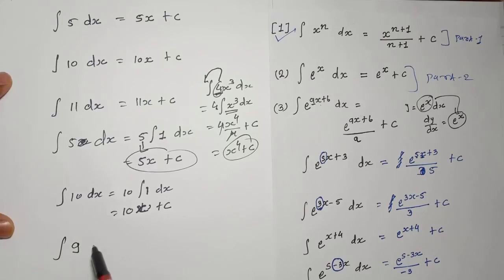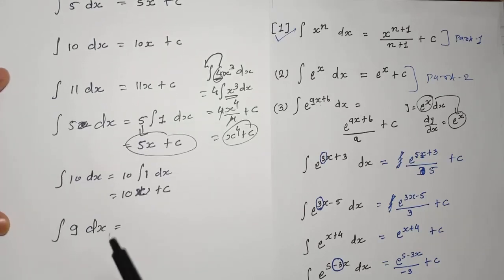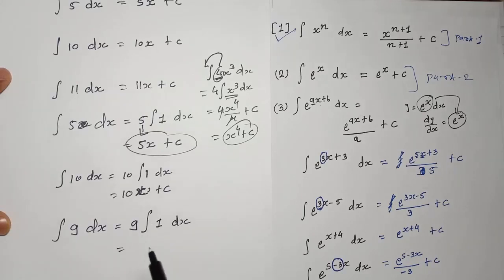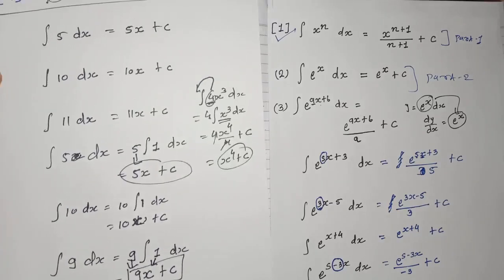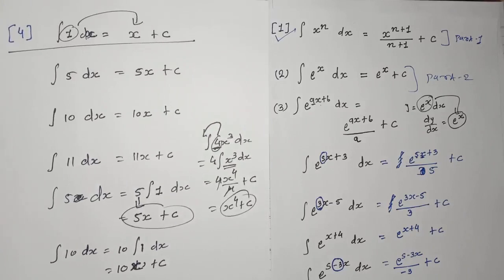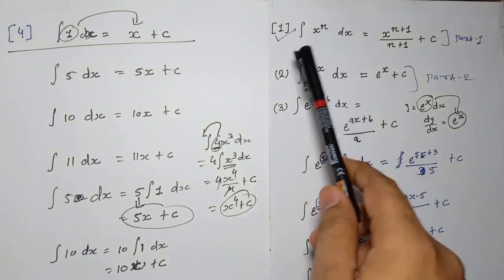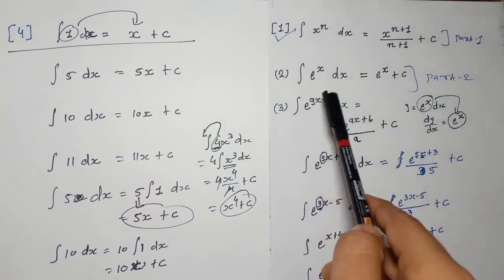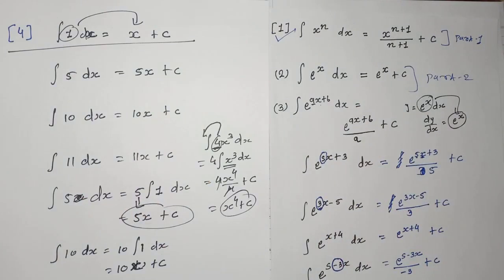Okay, let's take a final example. If 9dx is given, so what to do first of all? We have to write 9 before the integration sign. There is nothing, so we should write 1, and what is the integration of 1? That was the x, so answer will be 9x plus c. 9 as it is, 1 no integration x, so answer 9x plus c. Okay, clear? So we have covered a total of 4 rules. First of all x raised to n in part 1, and the second part we have completed e raised to x, e raised to ax plus b, and if 1 is given we completed that. Okay, now from the next video we are going to solve another rules, another formula.